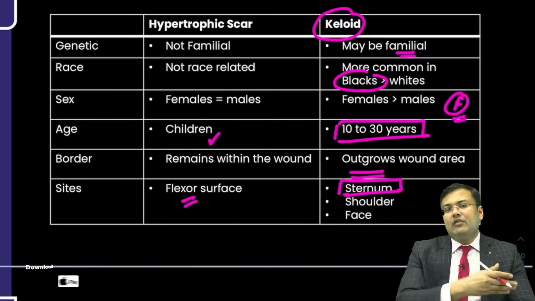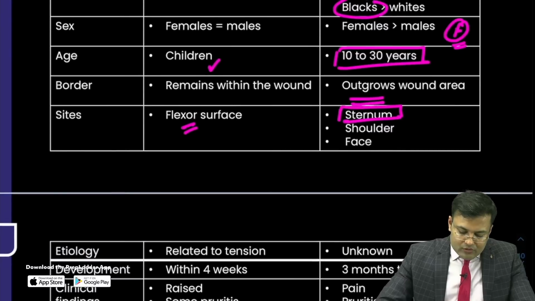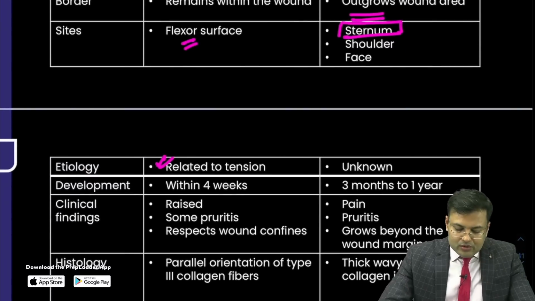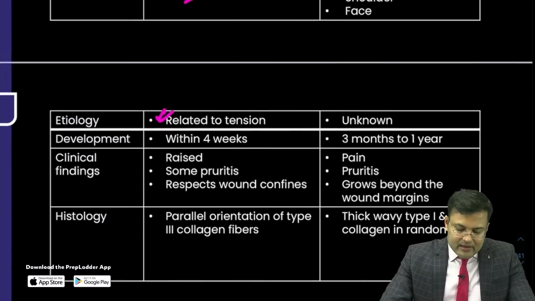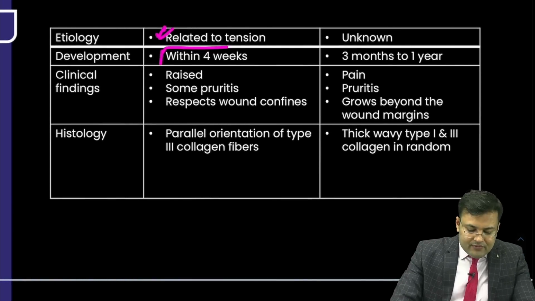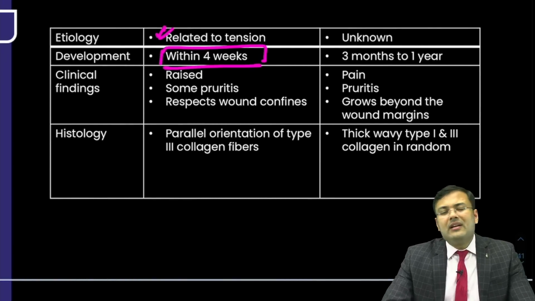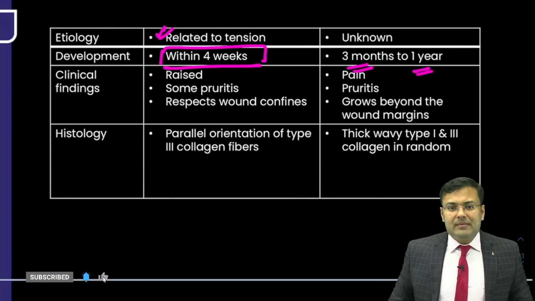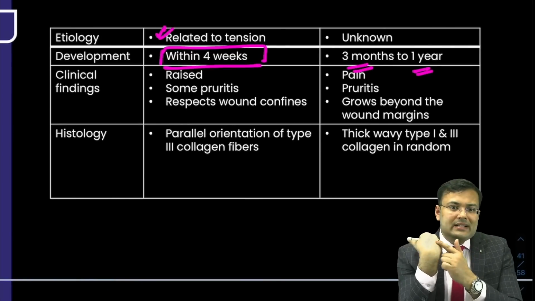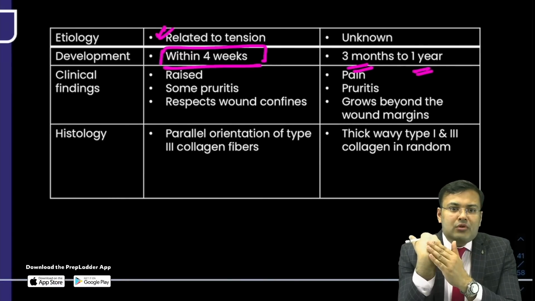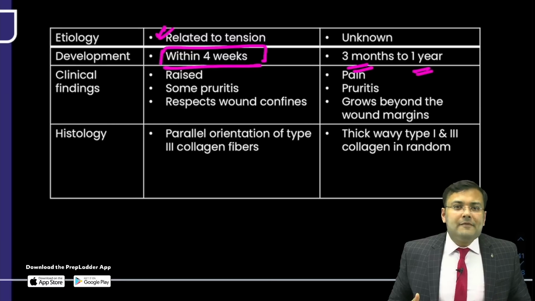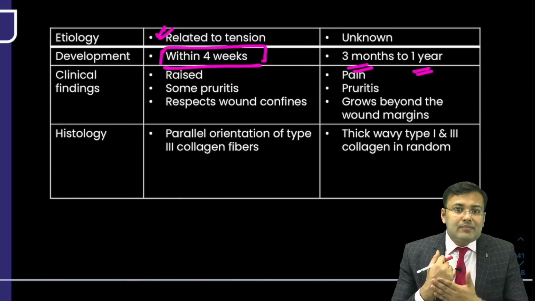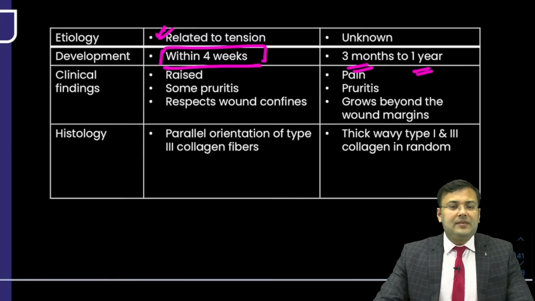If the incision is given over the flexor surface, related to tension, meaning along the tension, there is hypertrophic scar. Hypertrophic scar is generally seen within 4 weeks of surgery or incision, but keloid can be seen as early as 3 months up to 1 year. If you see the signs and symptoms, obviously this hypertrophic scar is raised. There is some itching or pruritus, but it respects wound confines. What happens in keloid? There is pain, there is pruritus, and it grows beyond the margin.